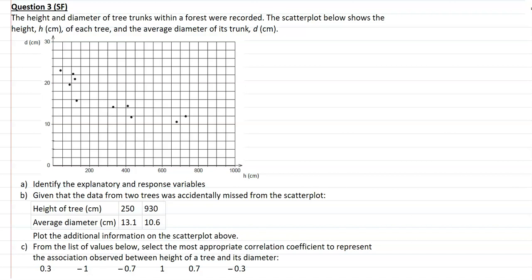Then from there, you're given some extra data to plot onto the scatter plot. And the last part is, from the list of values below, give the most appropriate correlation coefficient to represent the association you're observing between the height of the tree and its diameter. Press pause, have a go, and we'll check in with my sample answer shortly.